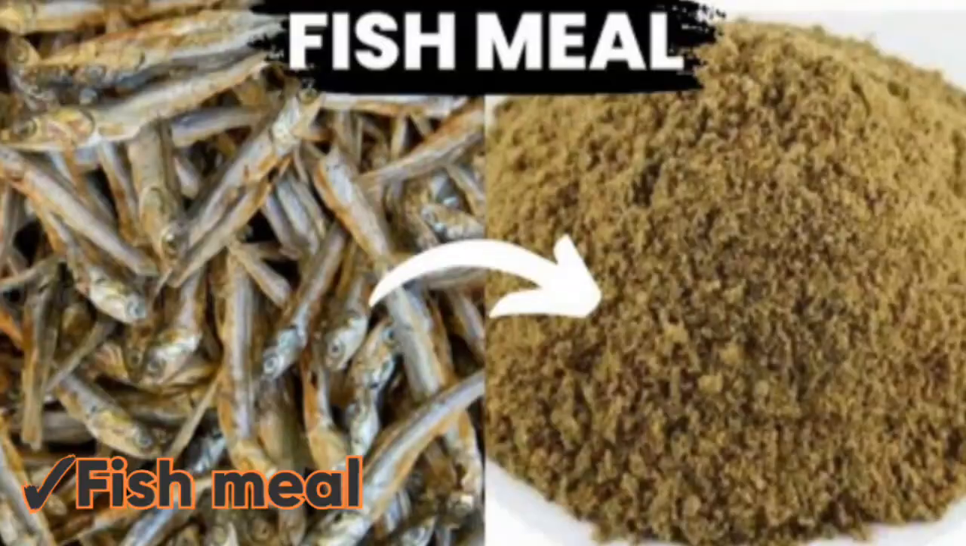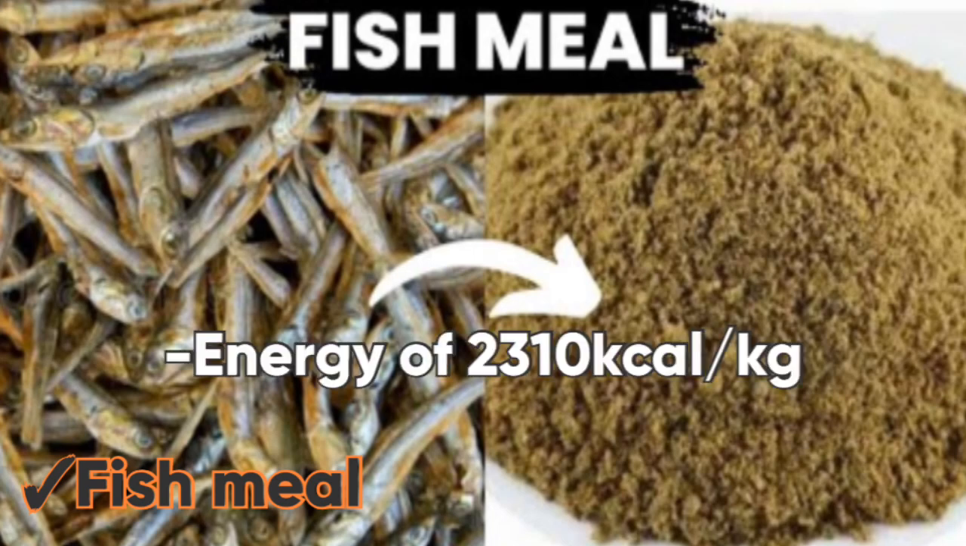We can go to our fifth ingredient, which is fish meal. Fish meal is really an animal protein source, and it has an energy of 2,310 kilocalories per kg, and this is a dominant ingredient in crude protein. It has really valuable crude protein in it, and it doesn't need to be roasted. It doesn't have any other anti-nutritive factors, as I already told you.